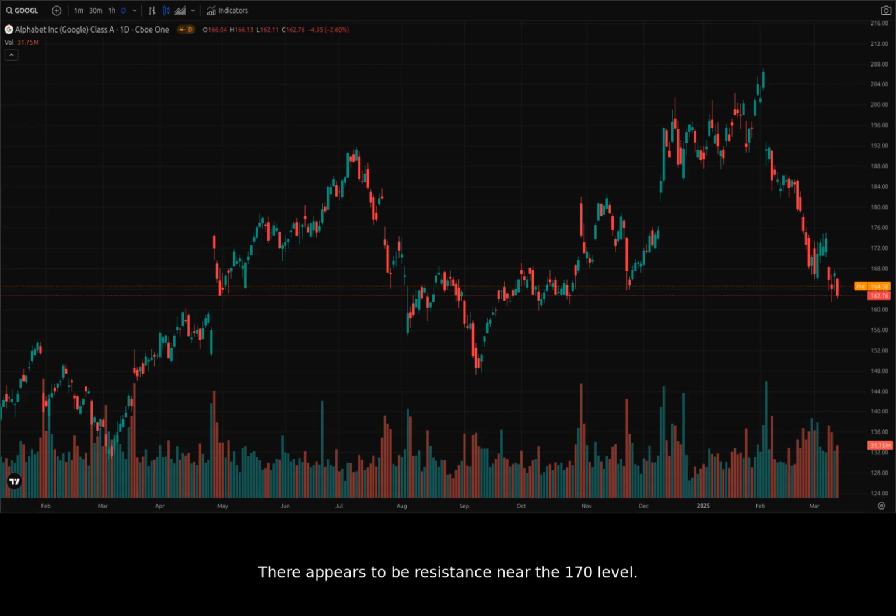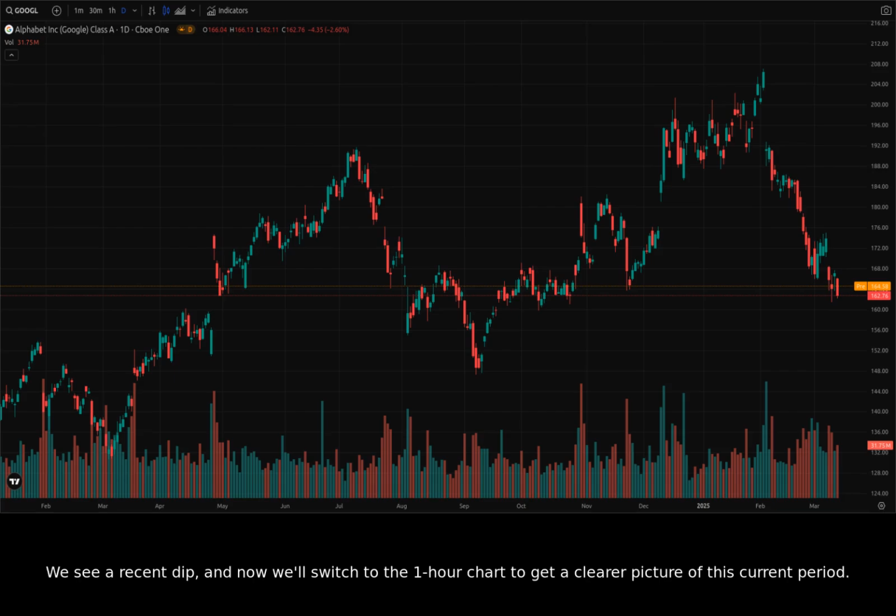There appears to be resistance near the 170 level. If the stock can break above this level, it could signal a potential bullish trend. Let's focus on the most recent activity. We see a recent dip, and now we'll switch to the 1-hour chart to get a clearer picture of this current period. On the 1-hour chart, we can see more detail of the recent price action.